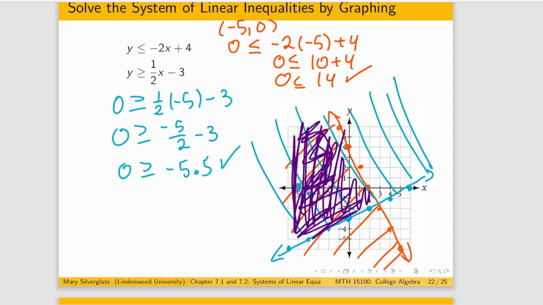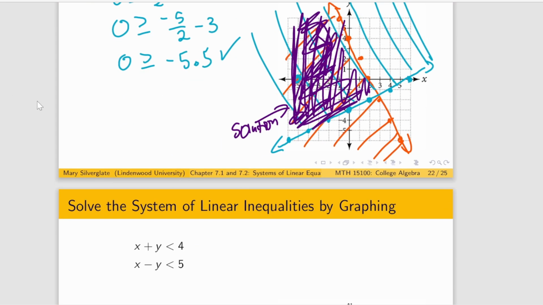And on an exam, I would maybe even just point to this is your solution so that your professor doesn't think that you're wanting to include the ones where you were just kind of showing your work of where it worked for one inequality but not the other.